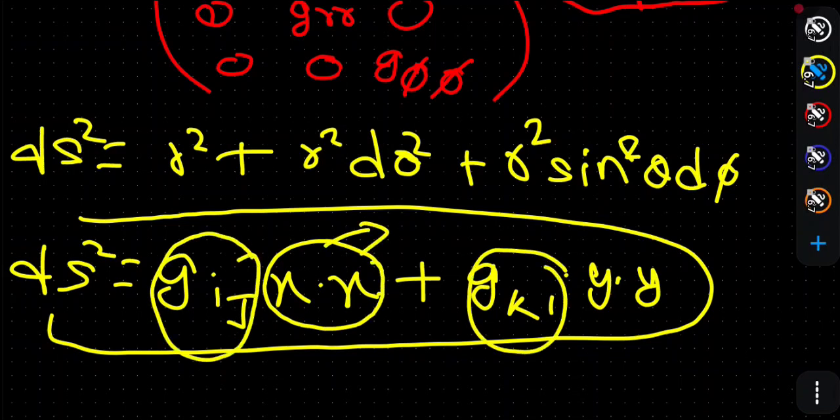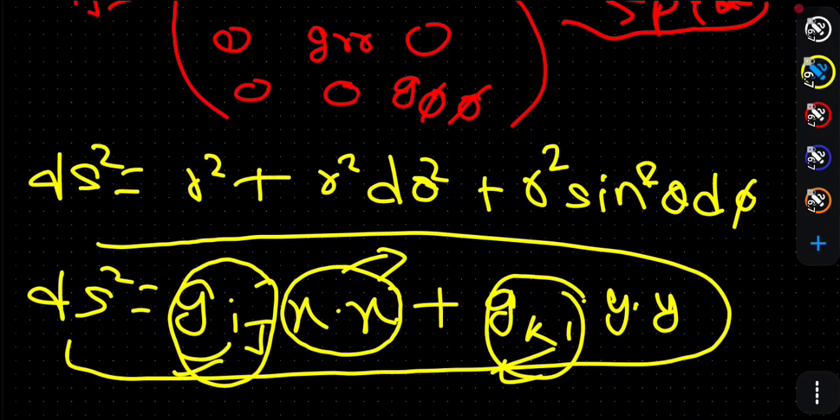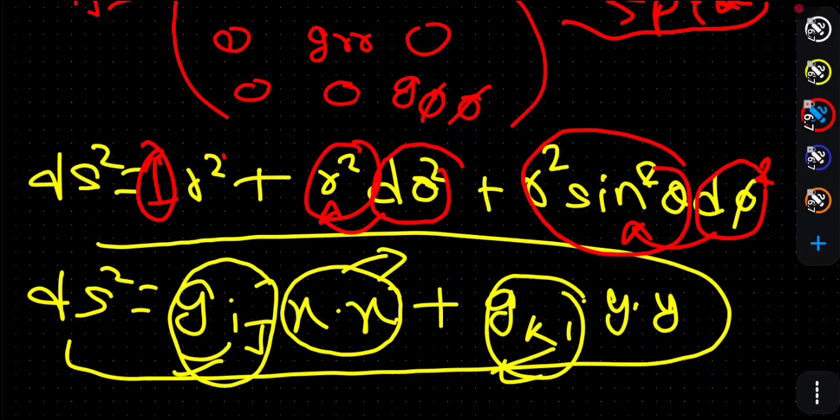There is a metric tensor here. The coefficients of x square and y square are the metric tensor. Just like this, you can relate that besides dr square, the coefficient is 1. And the coefficient of d theta square is r square. And the coefficient of d phi square is r square sine square theta. It means these are the components of the metric tensor.